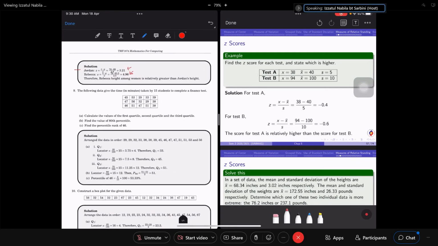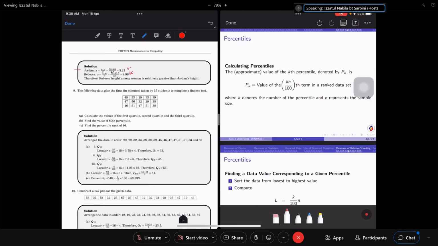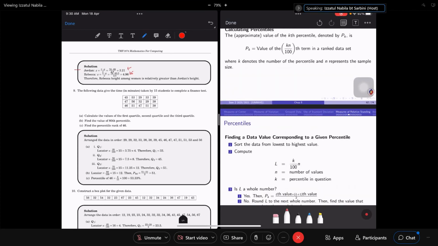Now question 9. Question 9 is about the first quartile, second quartile, and third quartile. Let me go to the percentiles. Percentiles and quartiles. The first quartile is actually P25. The second quartile is P50, and the third quartile is P75.